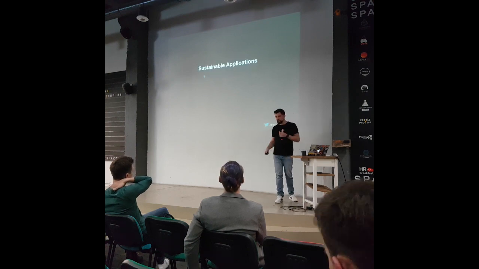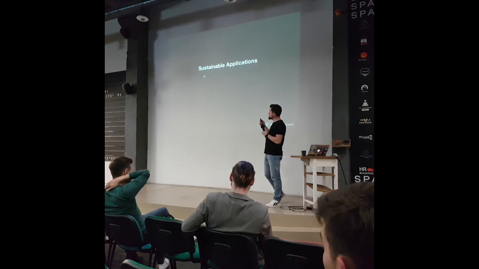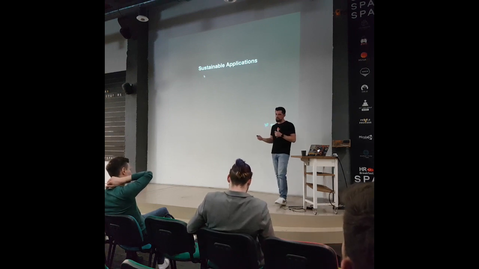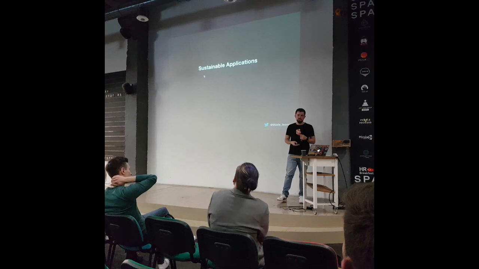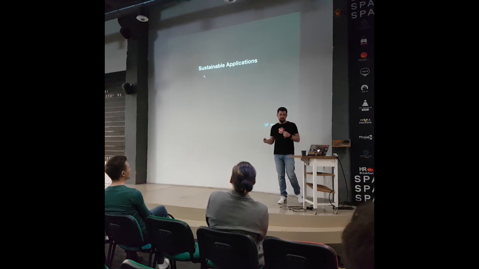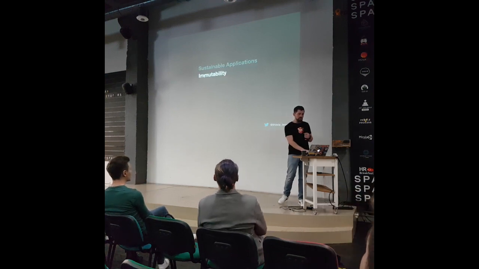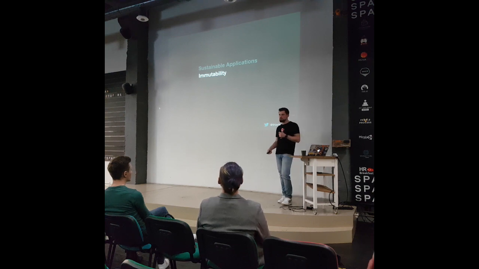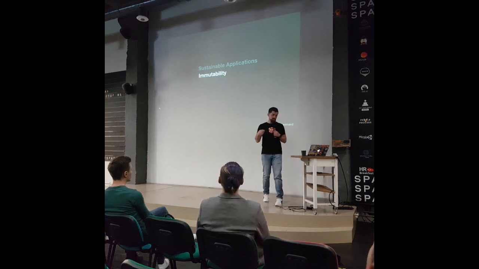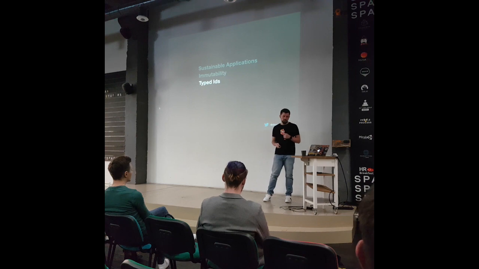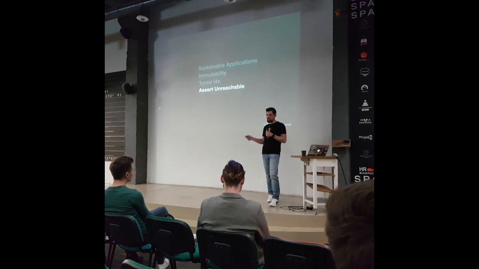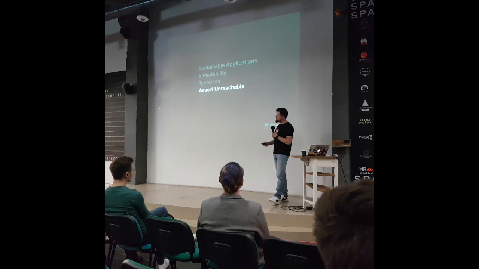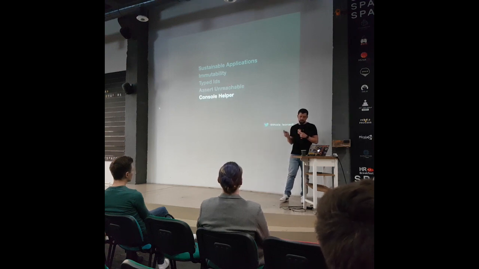But yeah, to conclude the talk, I wanted to show how we develop a sustainable application and what small tricks we do to increase our maintainability, how we use immutability in our code to increase our explicitness and our confidence in our code, how typed IDs helped us a lot, what assert unreachable is and what you can use it for, and the small console helper.